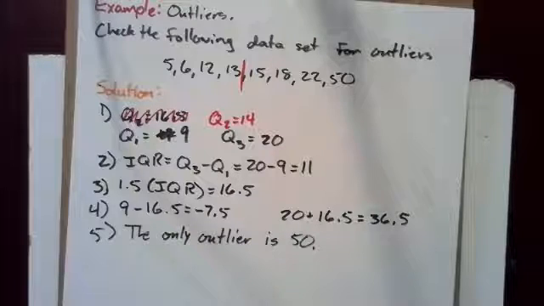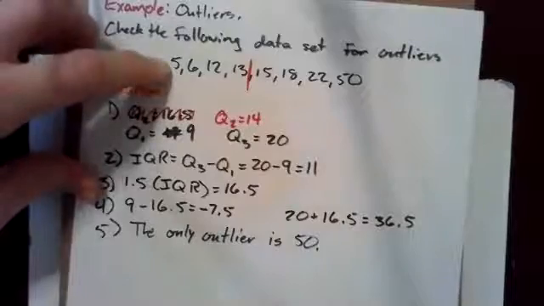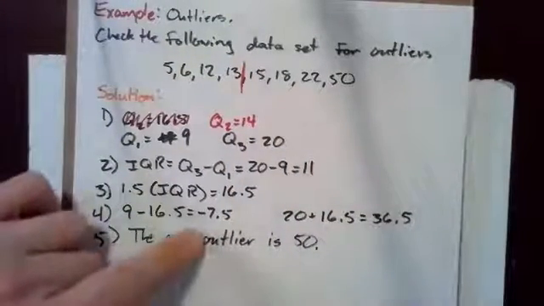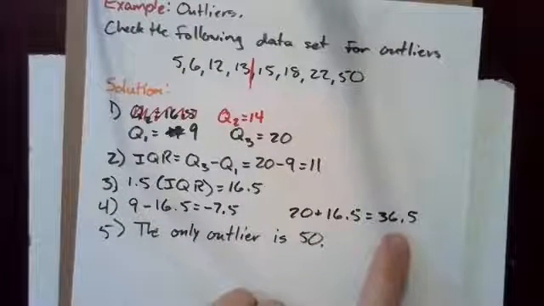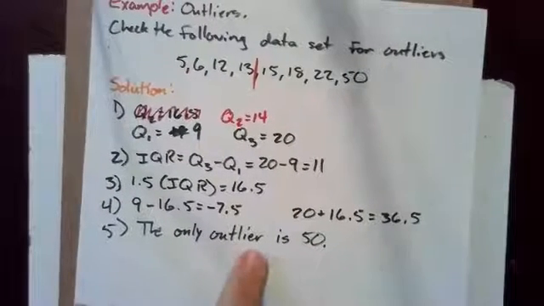Then 9 minus 16.5 is negative 7.5, and 20 plus 16.5 is 36.5. So we look for values that are less than negative 7.5 and greater than 36.5. Well, the smallest value is 5, which is certainly greater than negative 7.5. But 50 is certainly greater than 36.5, so 50 is an outlier.